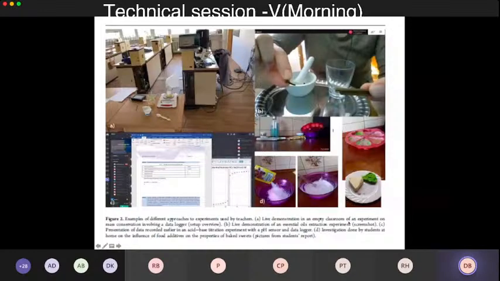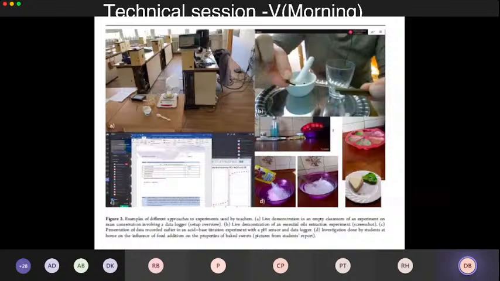Then there is an investigation done by students at home, the influence of food additives on the properties of baked sweets. As I mentioned, this food processing chemistry is very important. Even some universities like Duke University, where I gave a lecture recently in China, have proposed such a food chemistry program, like on the edX platform also. Harvard is also proposing food chemistry. So what is the flavor of food? How does this flavor form? What is the molecular understanding? That is a kind of full graduate program.